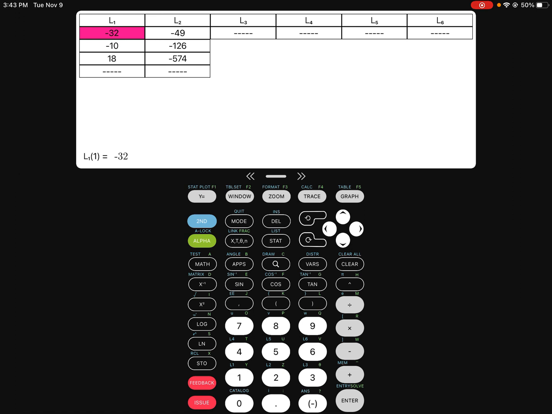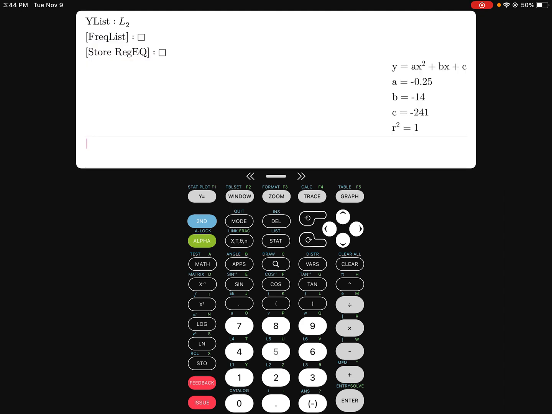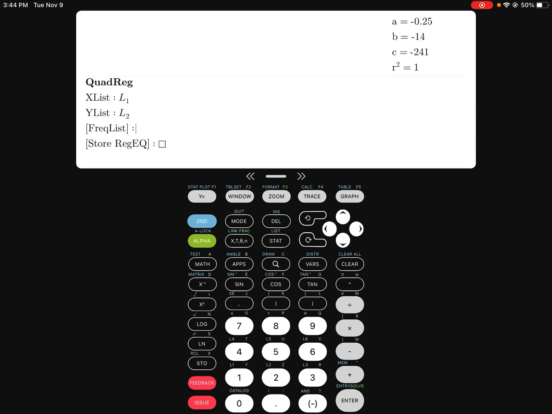So I'm going to type in 3, 6, 9, and then 1, 1, and 0 for my Y values. Remember, X's go in the first column, your Y's go in the second. Go back to Stat, go over to Calc, and then quadratic is 5. Press Enter. Hang on, sorry, I messed up. Number 5.